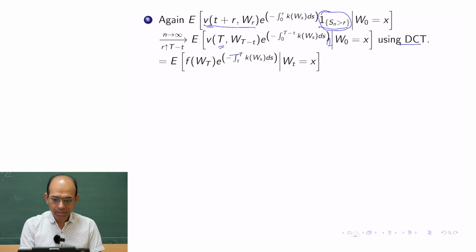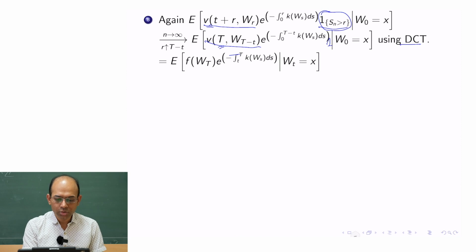Now this whole thing, we know that v is the solution of the PDE. So at time capital T, v satisfies the terminal condition. The terminal data is small f. So v of capital T, W_{T minus t}, is nothing but f of W_{T minus t}.